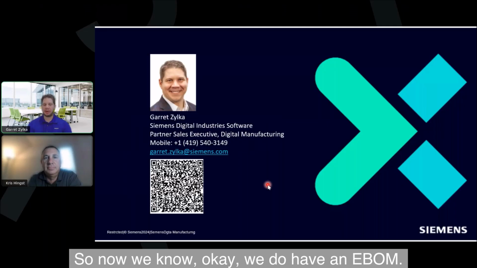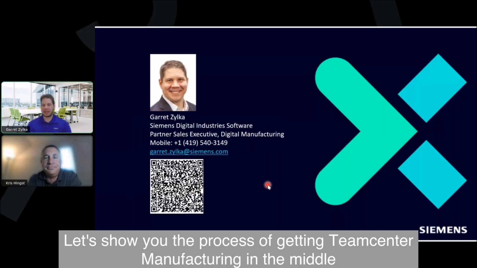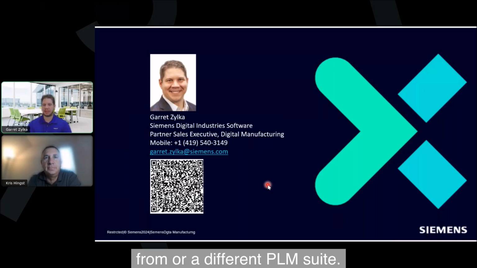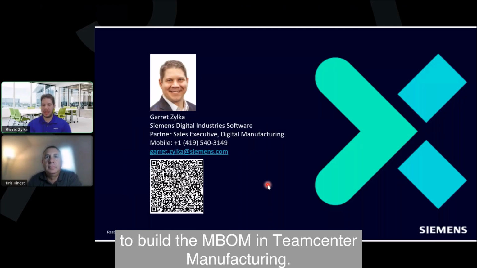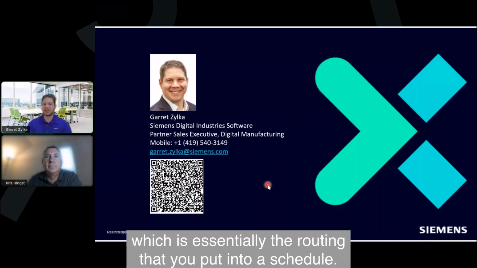So now we know, okay, we do have an EBOM. We do have Oracle in play for your materials. Let's show you the process of getting Teamcenter Manufacturing in the middle of those to either the document management where your EBOM's coming from or a different PLM suite. And let's take then the materials and connect to your ERP and be able to build the MBOM in Teamcenter Manufacturing. And then from there, let's start to build the bill of process, which is essentially the routing that you put into a schedule.